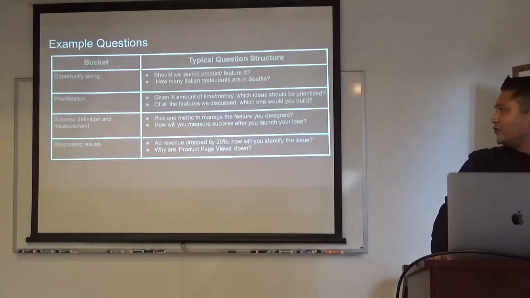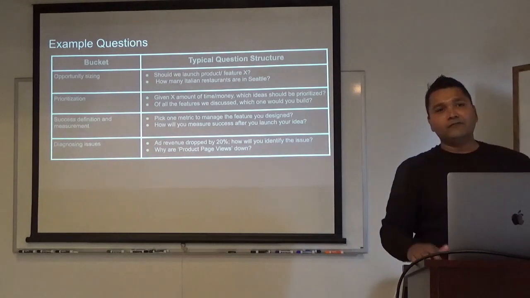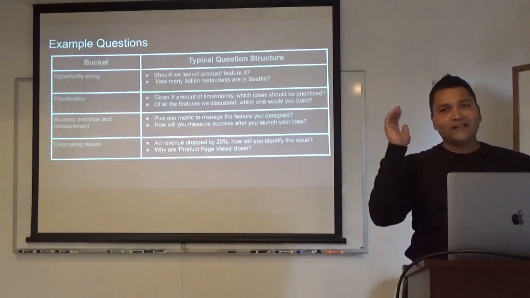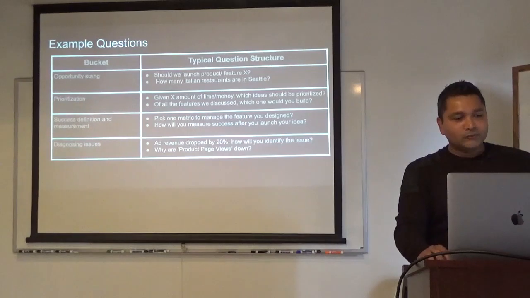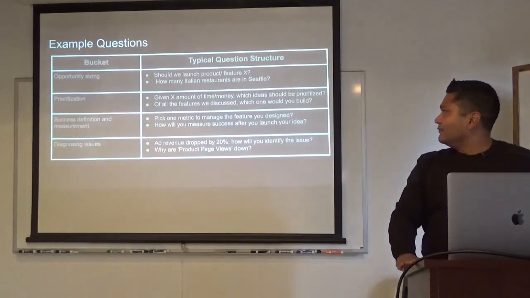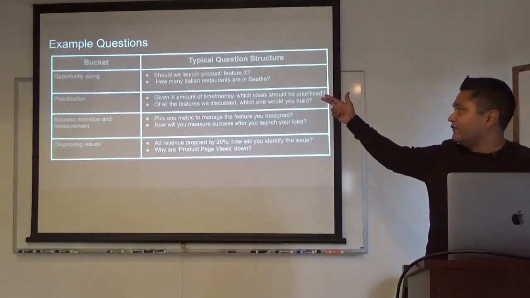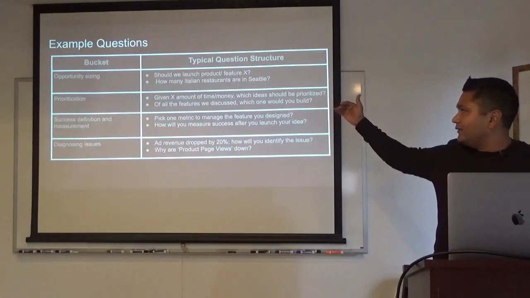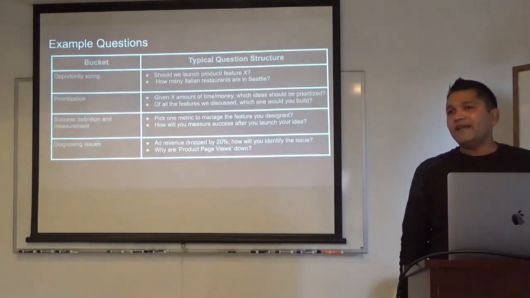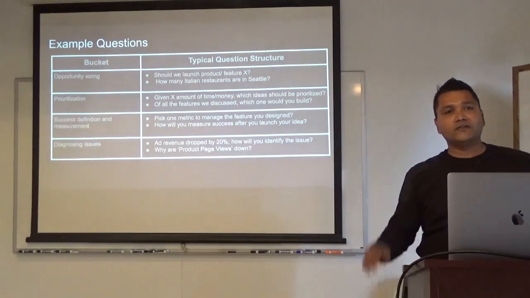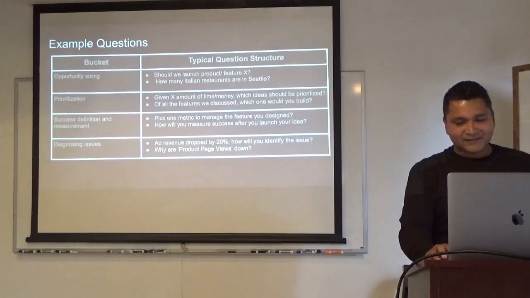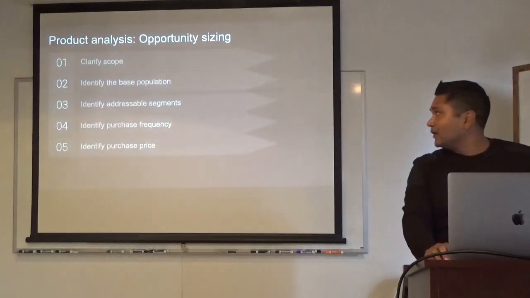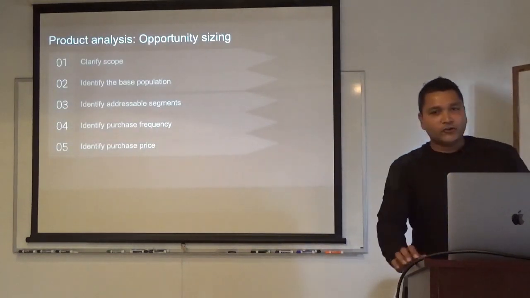And lastly, diagnosing issues. Ad revenues dropped by X%, how are you going to do that? Why are product page views down? Something of that nature, that something has changed. How are you going to identify what has changed? So of these, I think we will talk about opportunity sizing first. And the 3 buckets that you see down below, you can actually just take one approach to answer any of those questions, and we'll talk about that in the second part of this. So first, let's talk about opportunity sizing.